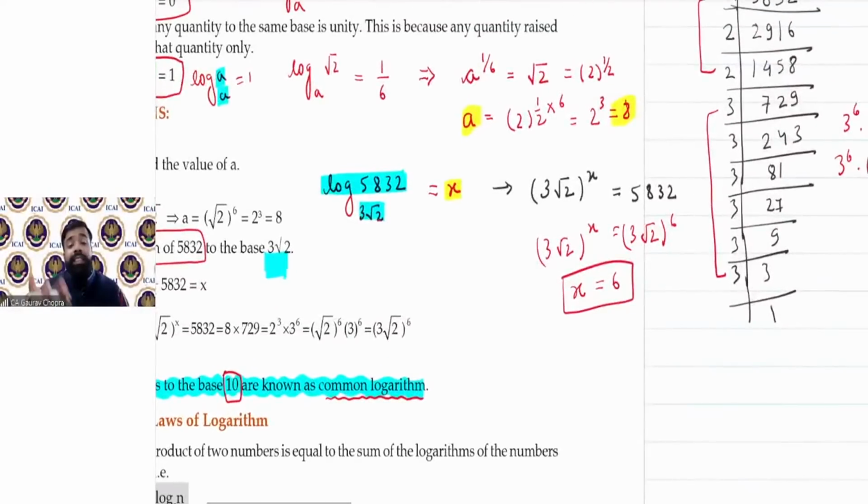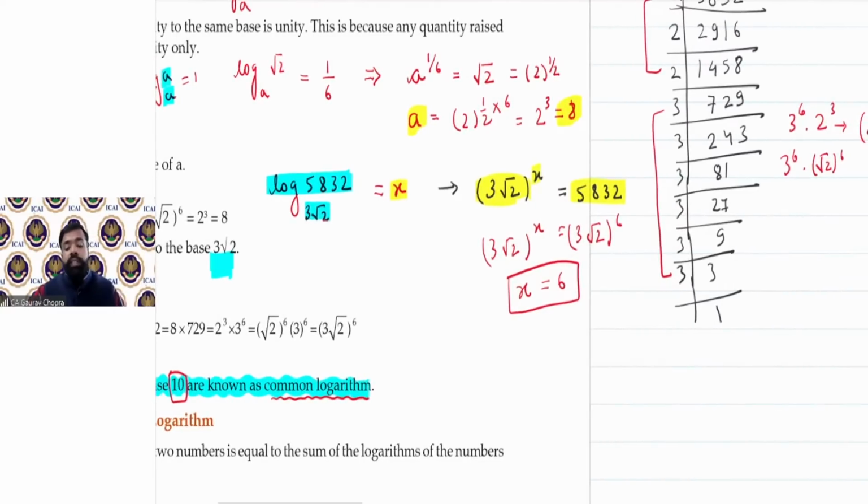Now, what is the next step? To convert this form into exponential form. So we have converted: 3 root 2 is in the base, x is in the power, and equal to the given number, that is 5832. Now, as we have done in the law of indices topic, when base is the same, then powers are equal. So we have tried to make their base equal.